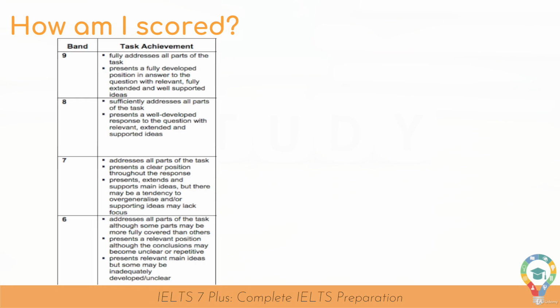answer the question. Here are the band descriptors from 6 to 9. If you want to take a closer look, download the full band descriptors in this lesson. Okay, so what do you need to do to score highly in task achievement? To put it simply, you need to fully answer the question that you have been given.